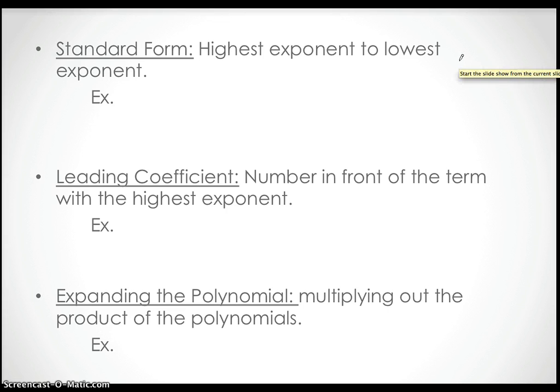Alrighty, so a couple of other things we need to know are what standard form is, because you will be asked to actually put things into standard form. So when it asks you that, it means that it wants you to go from the highest exponent down to the lowest exponent. So let's say, for example, you were asked to put the polynomial 2 plus 3x squared minus 4x cubed plus x into standard form.